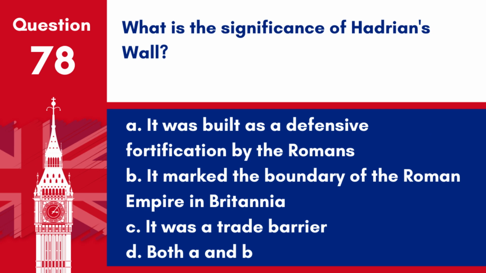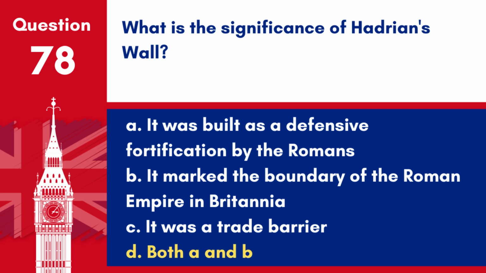Question 78. What is the significance of Hadrian's Wall? A. It was built as a defensive fortification by the Romans. B. It marked the boundary of the Roman Empire in Britannia. C. It was a trade barrier. D. Both A and B.